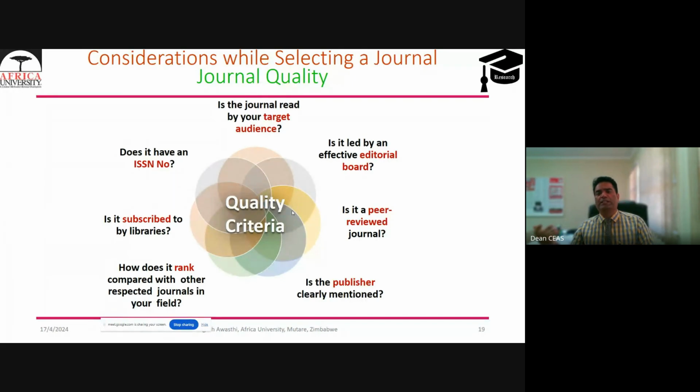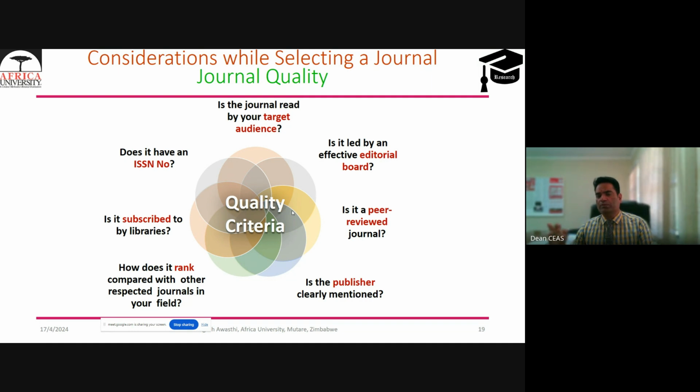And sometimes on ResearchGate, every time an email comes saying an author is reading your paper. Academia is also a website that continuously sends us emails: your paper is reviewed, your paper is being viewed. It means my journal is discoverable and reachable to the audience. Is it led by an effective editorial board? This point, I am just guiding you.